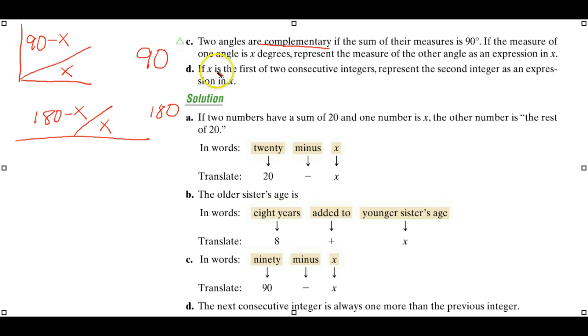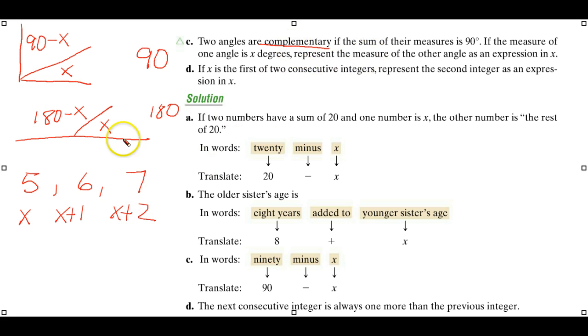Now here, if x is the first of two consecutive integers, represent the second integer as an expression of x. So I'll give you a little lesson on this. This is kind of useful. Here we have some integers, 5, 6, 7. If this is the first integer and it's x, how do we represent the second consecutive integer? Well, it would be x plus 1. And the third, x plus 2.